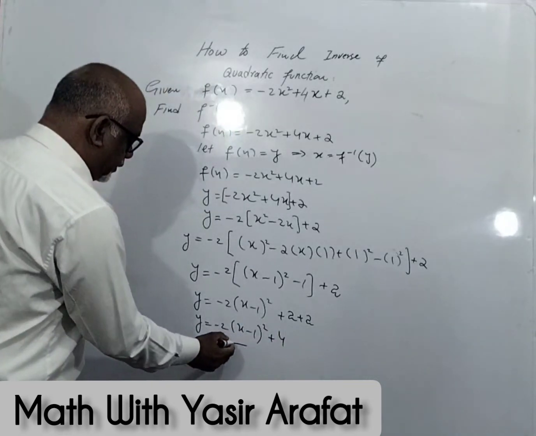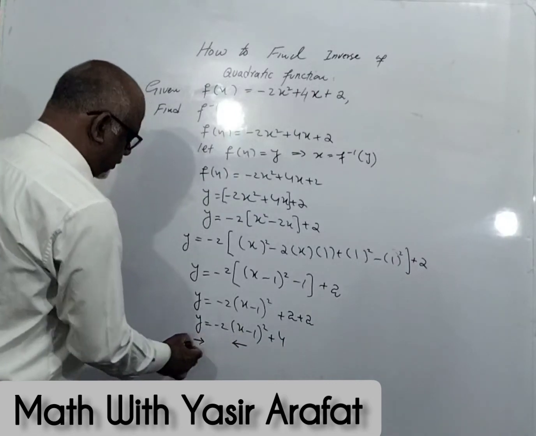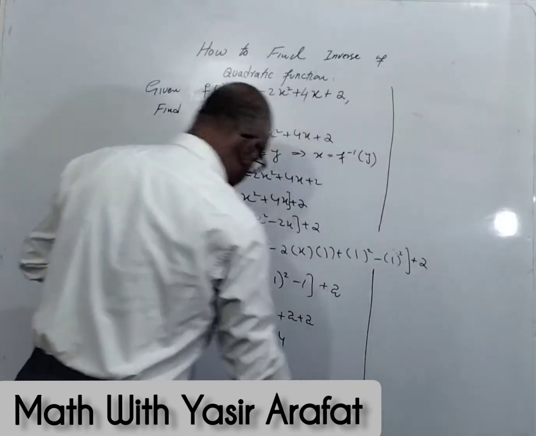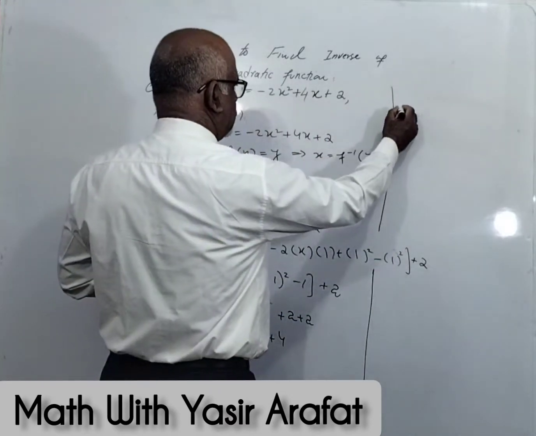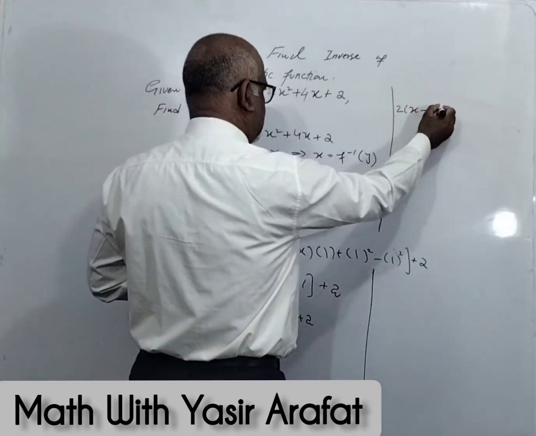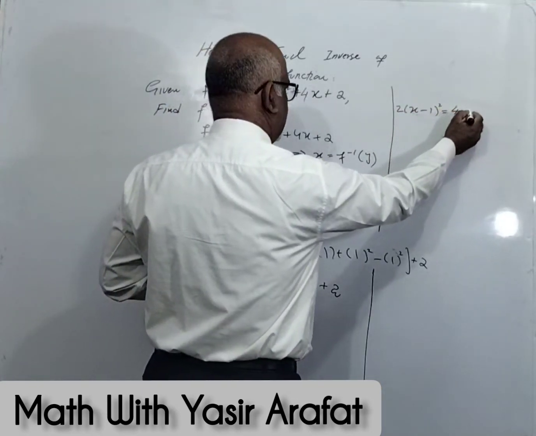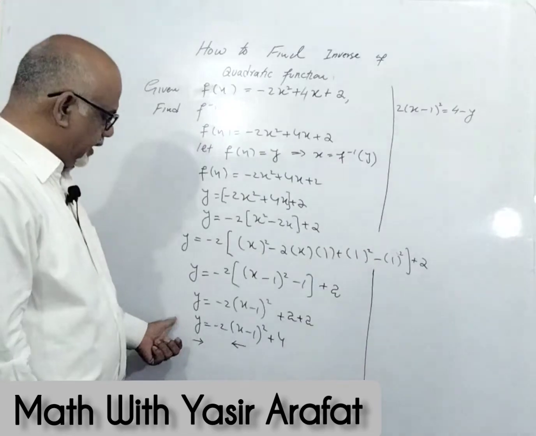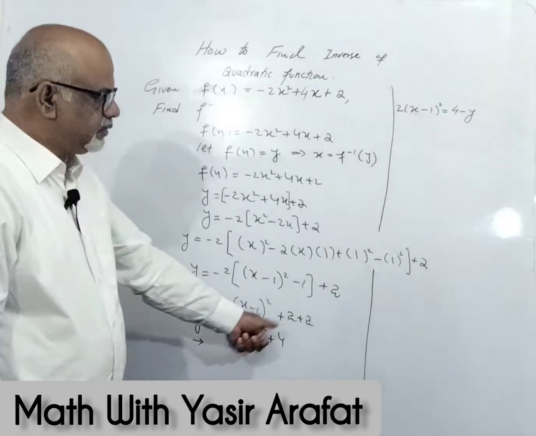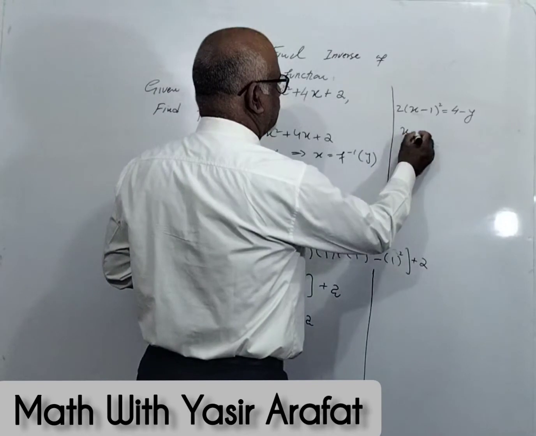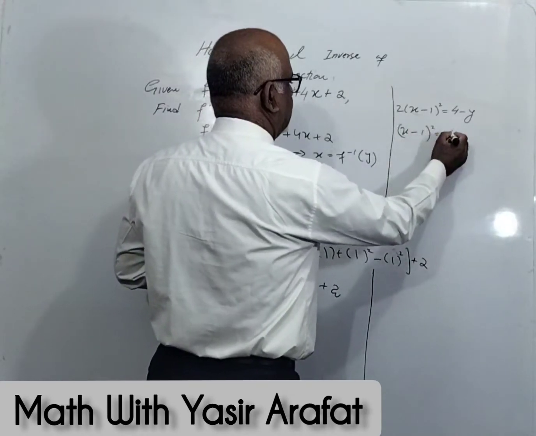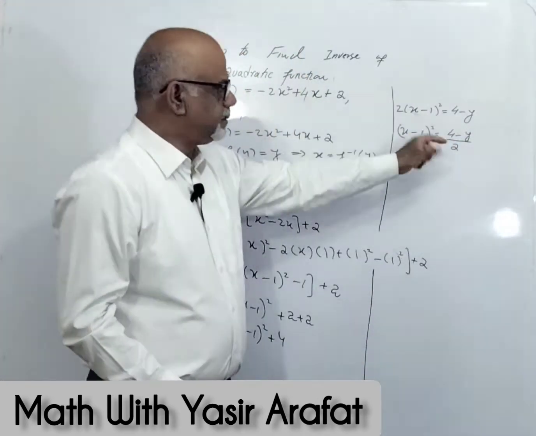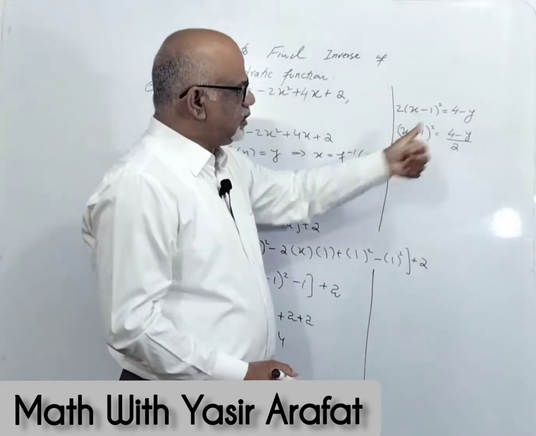So we have to shift here. This is 2 times x minus 1 to the whole square, and it is equal to 4 minus y. This minus 2 we shift to the left hand side, it becomes plus, and this y we shift to the right hand side. So x minus 1 to the whole square is equal to 4 minus y divided by 2. We shift this 2 here.